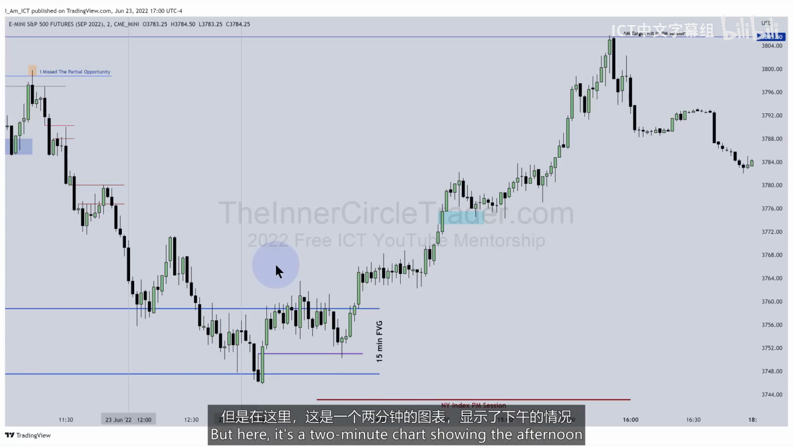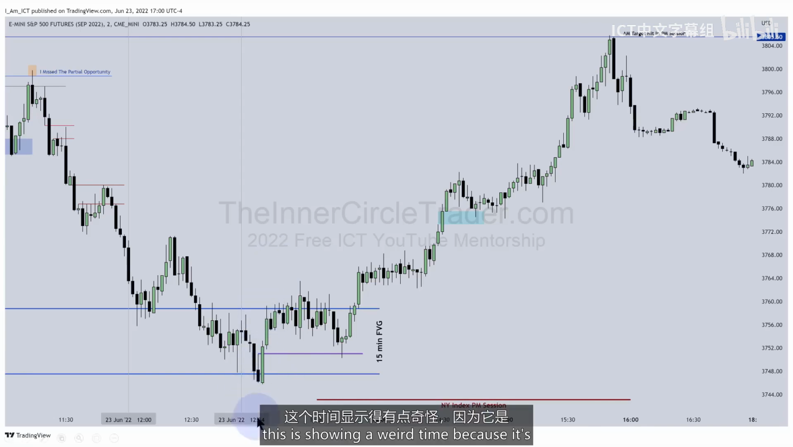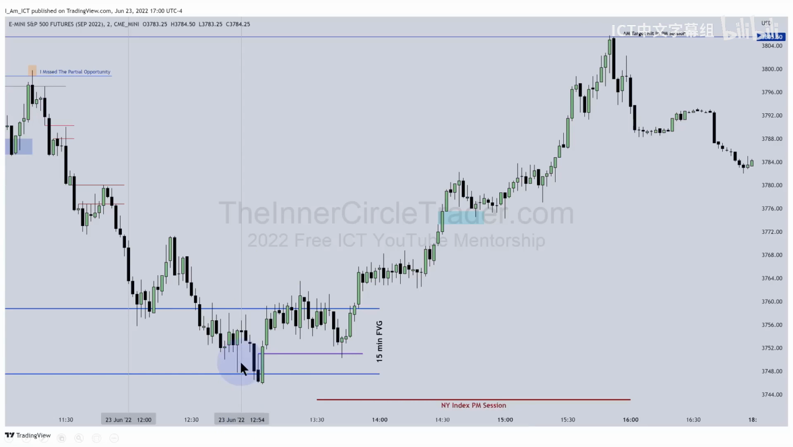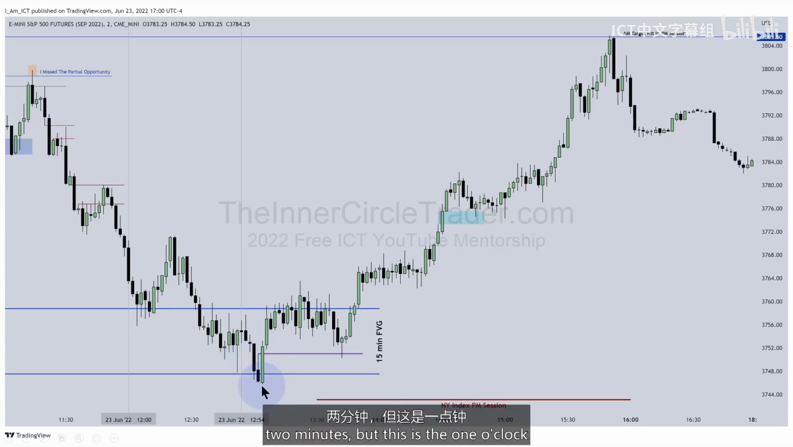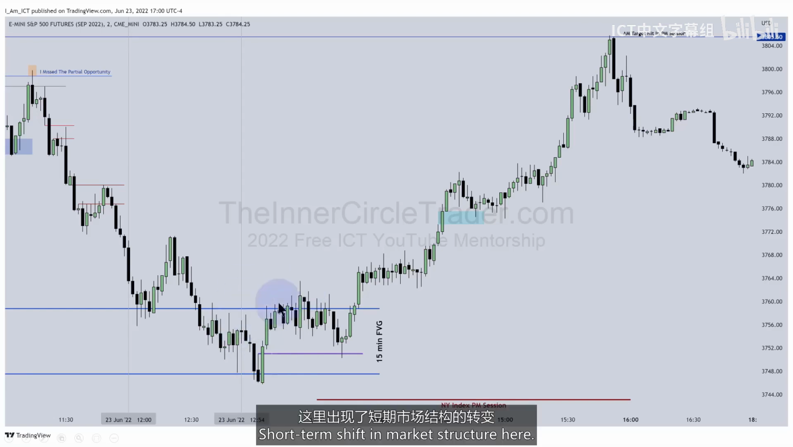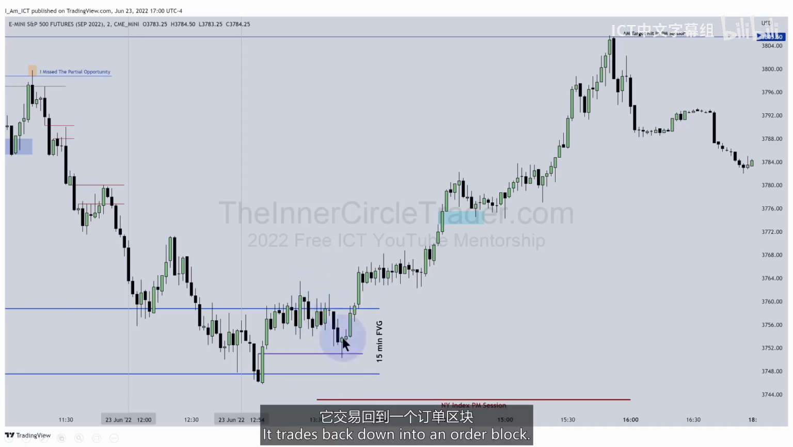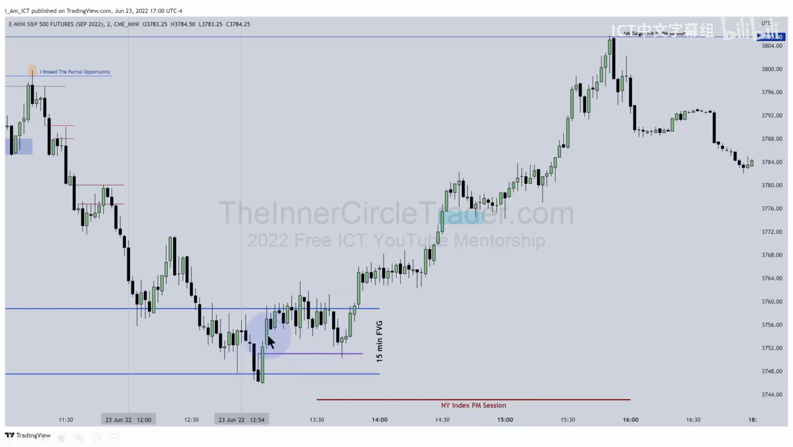But here, it's a 2-minute chart showing the afternoon or PM session for index futures. And you can see we traded down into, this is showing a weird time because it's 2 minutes, but this is the 1 o'clock hour. It hits the low and then starts to rally up. Short-term shift in market structure here. Key time of day, 1:30. It trades back down into an order block, last down close candle. There is a fair value gap right here.